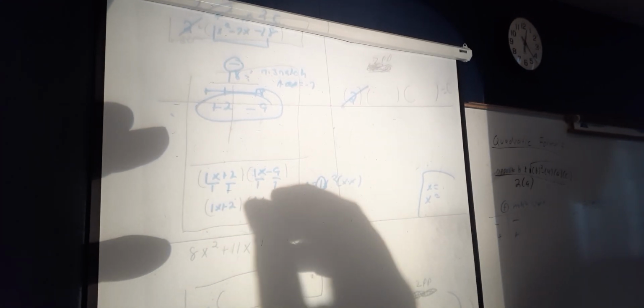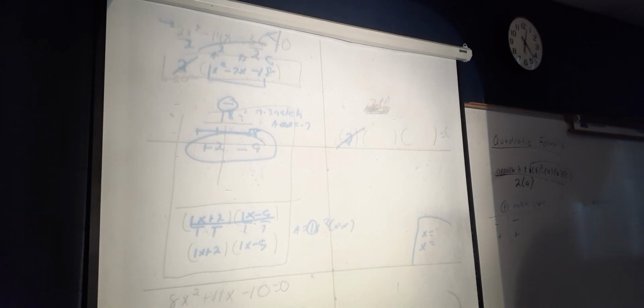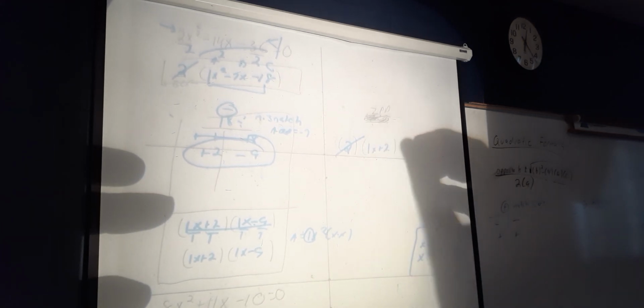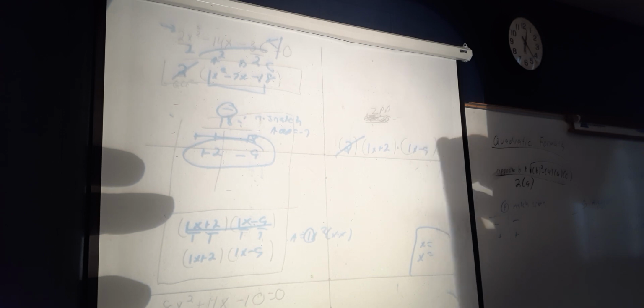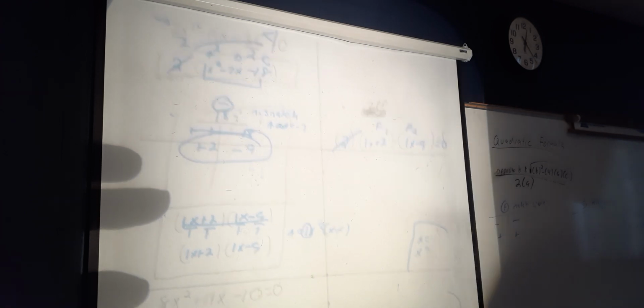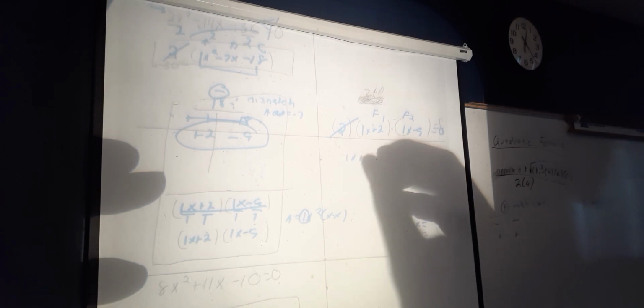So that's why really when a is a 1, it doesn't really change, okay? And that's why I wasn't doing that yesterday, because the a was always a 1, okay? So the factoring would be 1x plus 2 times 1x minus 9. And then there's my factors, f1, f2. So 1x plus 2 equals 0.